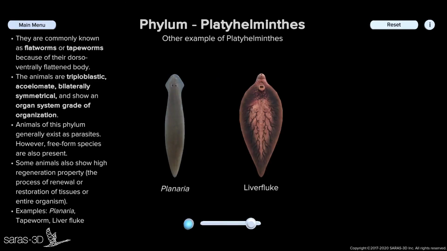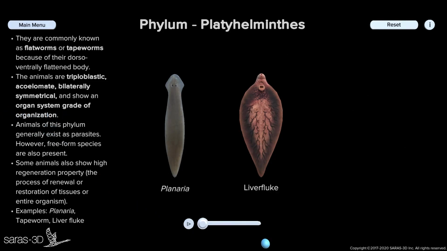They are made up of 3 germ layers, that is the ectoderm, endoderm and mesoderm. That's why they are known as triploblastic. But still, they don't possess a true coelom or a body cavity. That's why they are known as acoelomate. The kind of organization that they possess is organ system grade of organization.